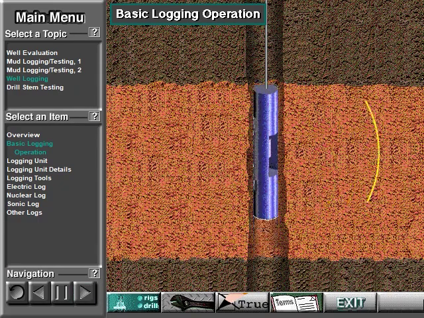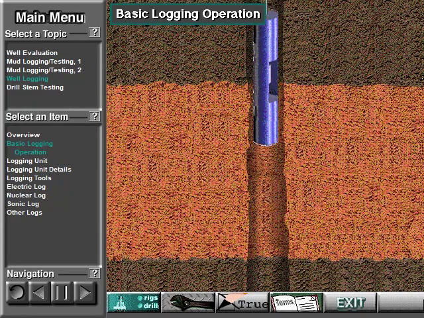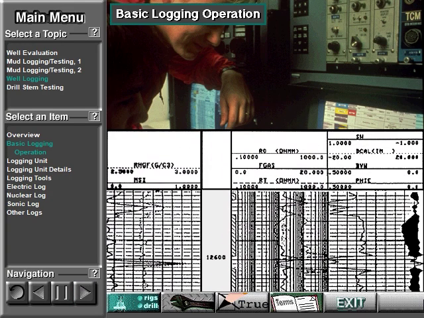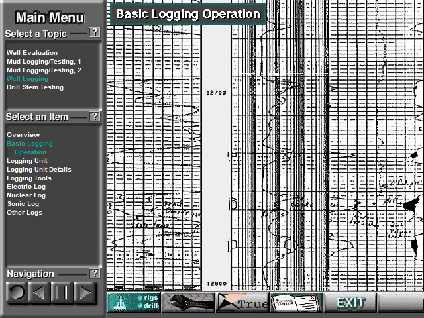The unit then reels in the tool. As the tool comes up the hole, it detects certain aspects of the formations it passes. It sends this information up the conductive wireline to the surface. On the surface, computers in the logging unit record the information. The computers then print out the information, print a log that the well owner can examine. Often, the log gives enough information for the well owner to determine whether oil or gas exists in the formation.